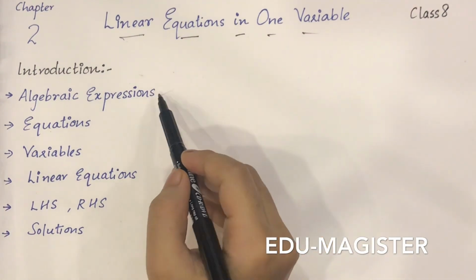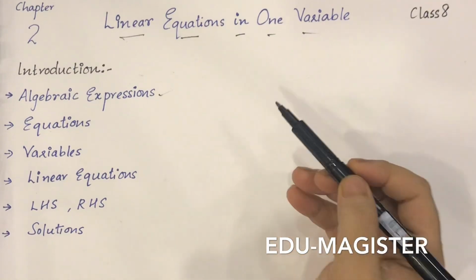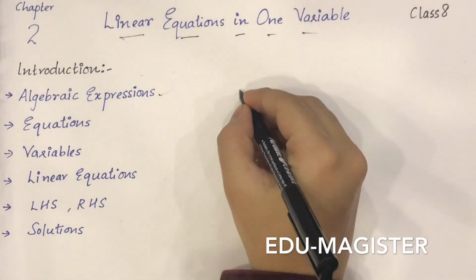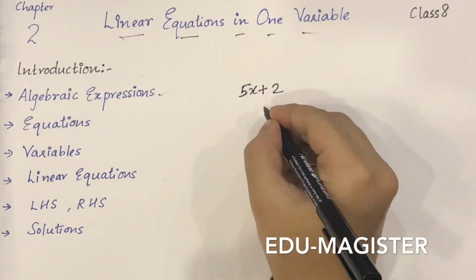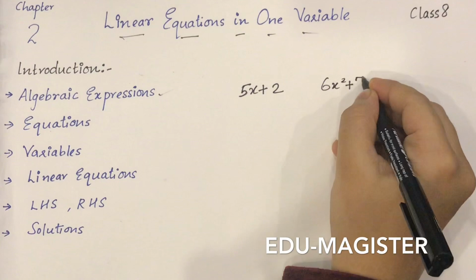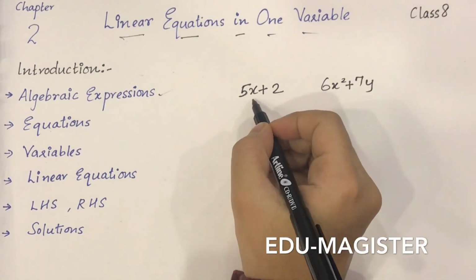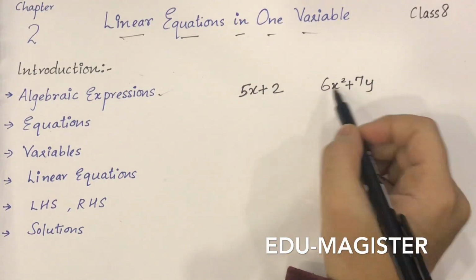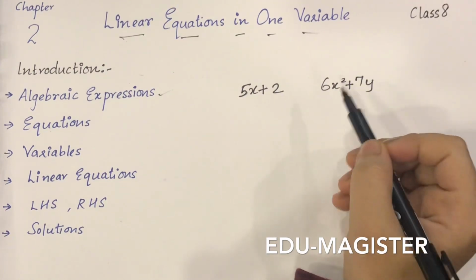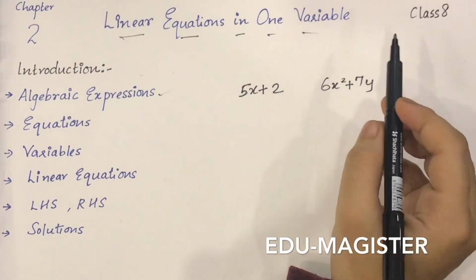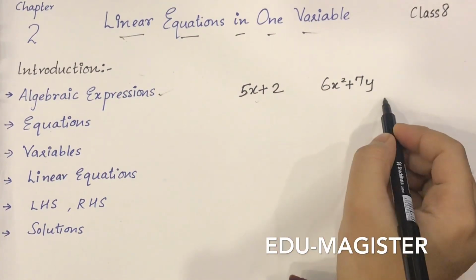First of all, algebraic expressions. An algebraic expression contains variables as well as constants. For example, 5x plus 2, and 6x square plus 7y. Here 5 and 2 are the constants and x is the variable. In this case 6 and 7 are the constants, x and y are the variables. But in this lesson we will be focusing only on algebraic expressions that contain a single variable, which is this type and not this type.